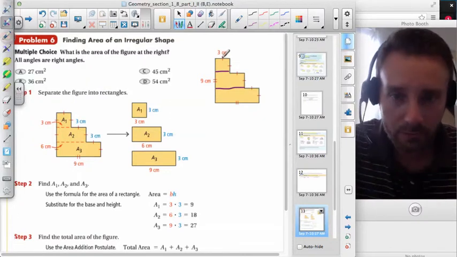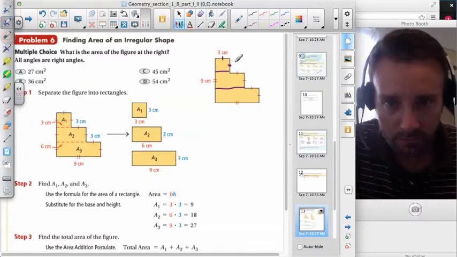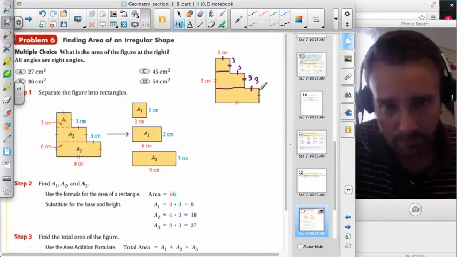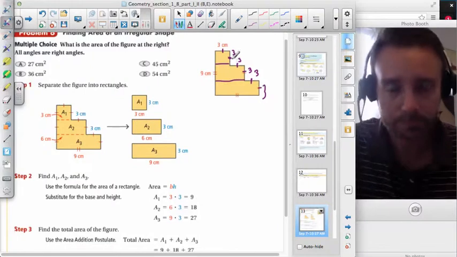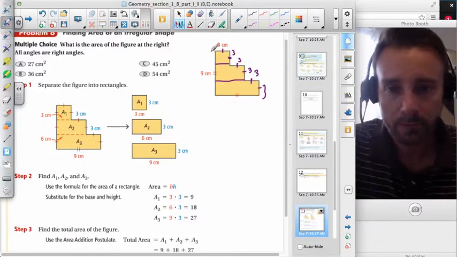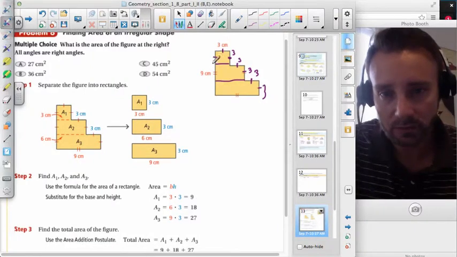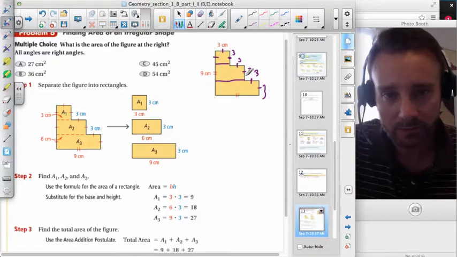If you notice, this is 3, this must be 3 because it's congruent. This is 3, this is 3, again 3 and 3. So that means that this is also, if this is 9, 3, 6, 9, each one of these is 3, and this is 9, and this is 6.